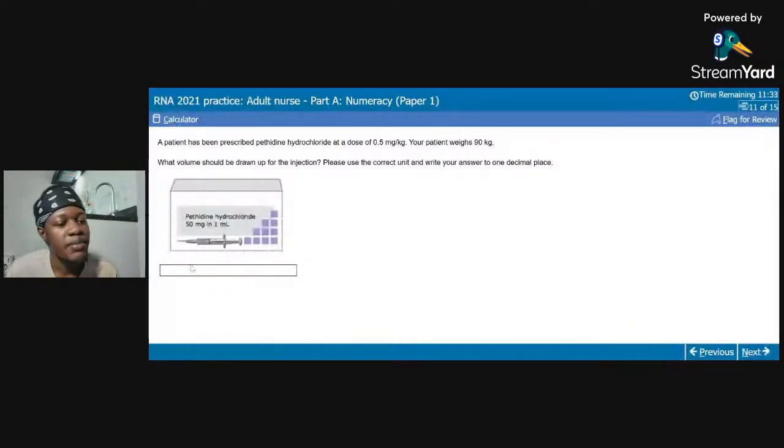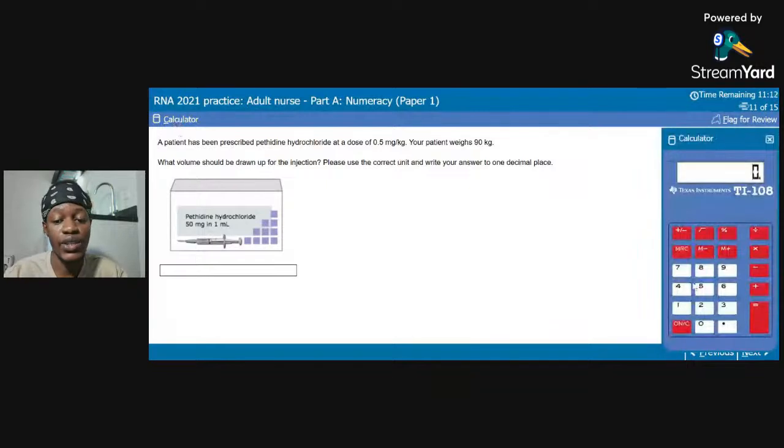A patient has been prescribed pethidine hydrochloride at a dose of 0.5 milligram per kilogram. The patient weighs 90 kilogram. So what this is saying is that we are to give this medication based on the patient's weight, and the patient's weight is 90. So what we have to do is to multiply the dosage by the weight. 90 kilograms, then multiplied by 0.5, which should give us 45.